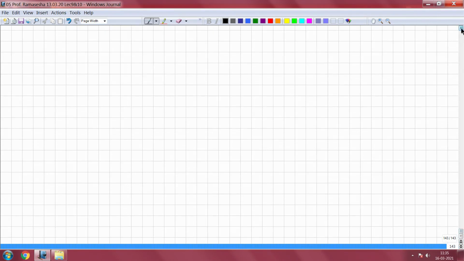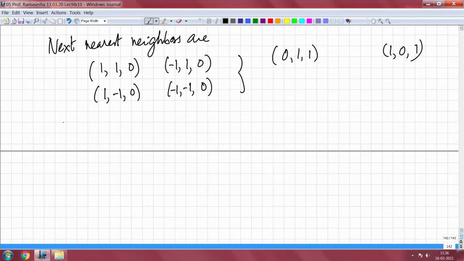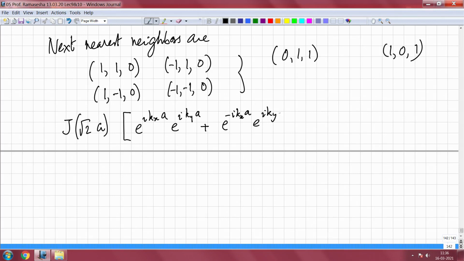So if I take this, the distance is root 2a. So I have J times root 2a into e to the I kx a e to the I ky a plus e to the minus I kx a e to the I ky a plus e to the I kx a e to the minus I ky a plus e to the minus I kx a e to the minus I ky a. Now we need to simplify it.